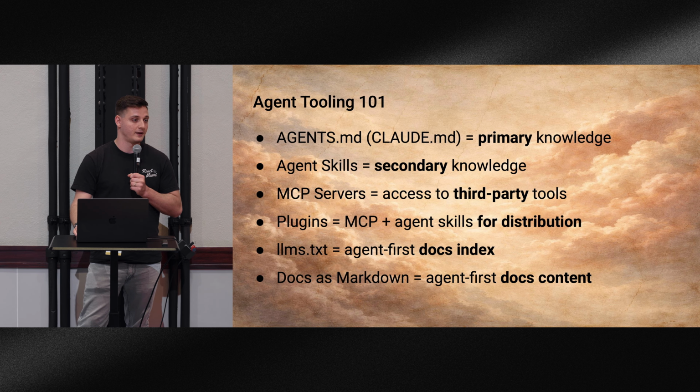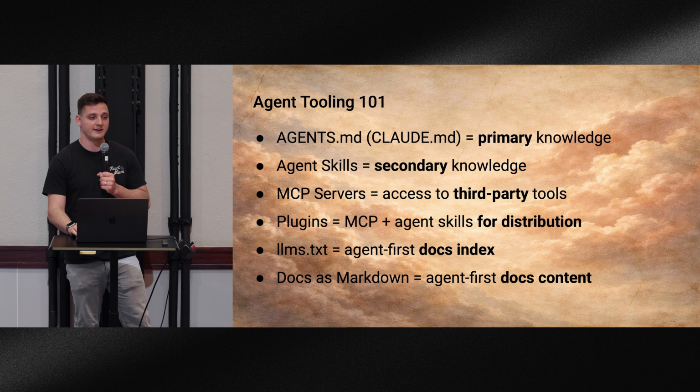llms.txt, that's an index for agents on documentation pages. The agent queries the llms.txt index file, and that's an agent-first way for the agent to know what's on the documentation side. And lastly, agents want to query content not as HTML, but as Markdown, because it's way easier for them to read and reduces the context bloat. So this is really just everything that is agent experience today: assembling these things together and composing them.